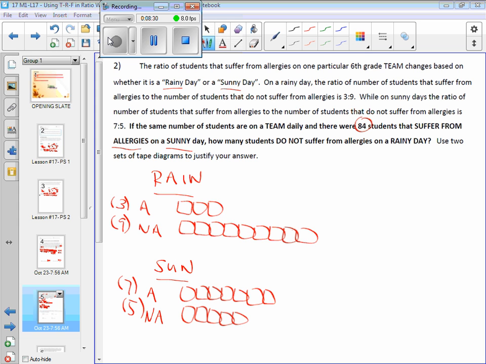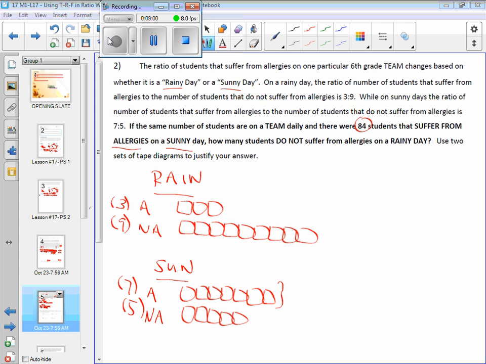Notice what I underlined. 84 allergies, sunny. I got 4 strips here. Which one represents allergies, sunny? Strip 1, strip 2, strip 3, or strip 4? Martina. Yup, this is allergies, sunny. Be careful tomorrow and make sure.